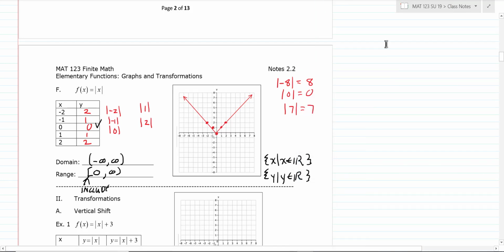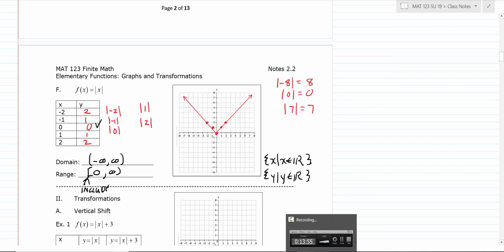So that'll close off this part, and in the next part of the video, we'll look at what we call transformations.